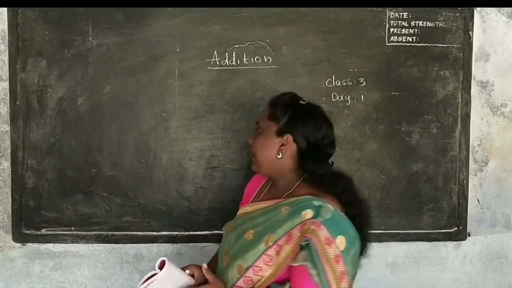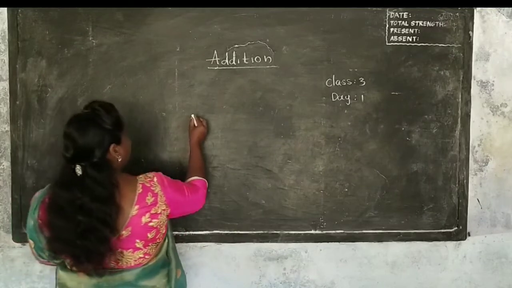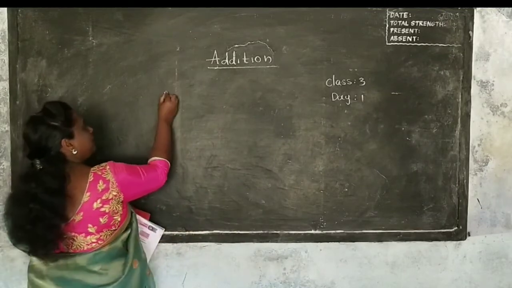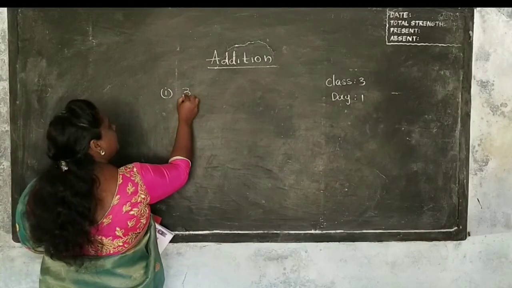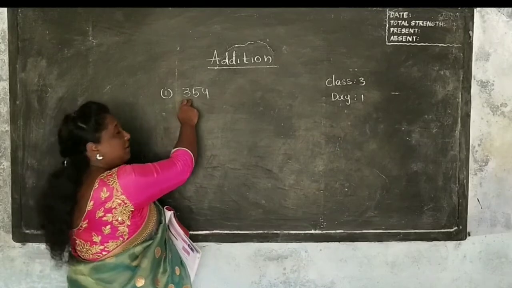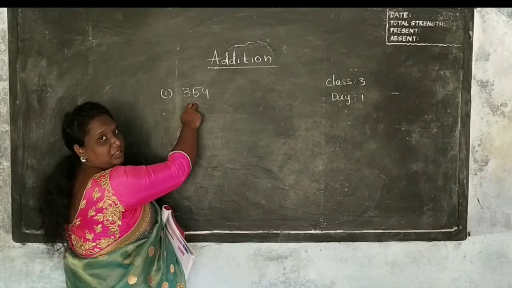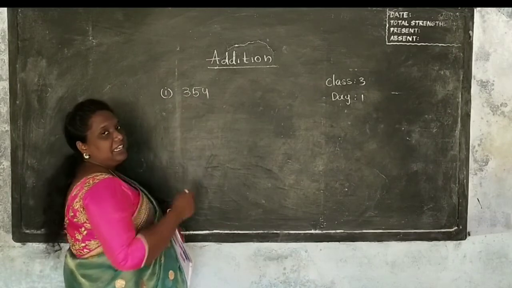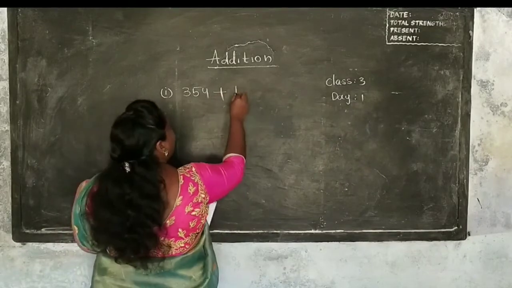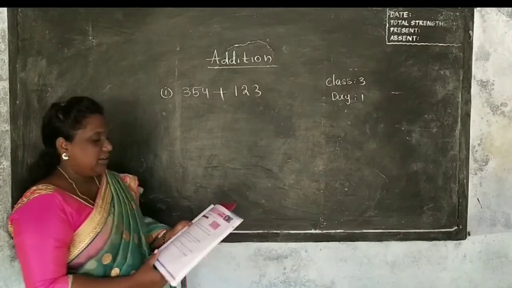So let me explain. First problem, look at the board and it is very easy, beta. 354, this is a three digit number. How many digits are there? Three numbers. So that's why we are saying it is a three digit number. Plus 123. Okay? So then how to add it?